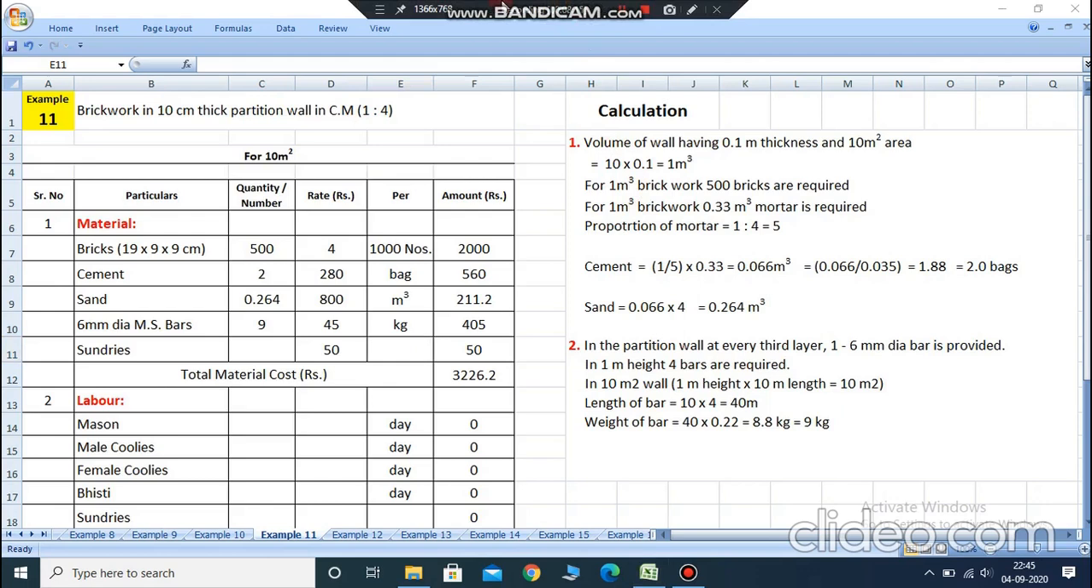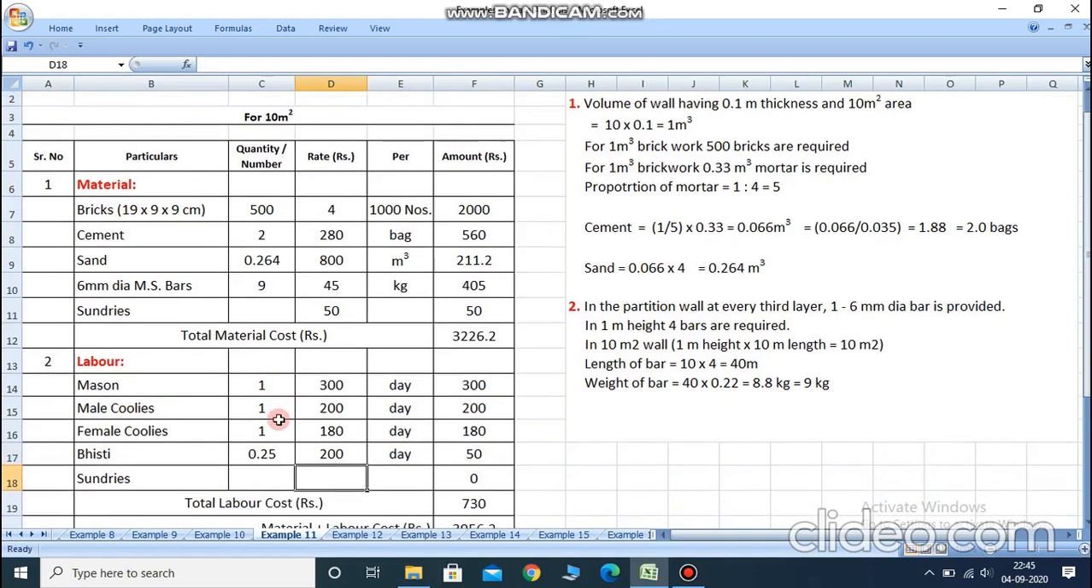Now we start finding out the number of labor. Here one mason is required, then one male coolie, one female coolie, and 0.25 bhisti is required. The per day rates are 300 rupees, 200 rupees, then 180 rupees for the female coolie, bhisti 200 rupees, and 50 rupees as extra cost. The summation of 300, 200, 180 and 50 gives the final answer of 780 rupees.